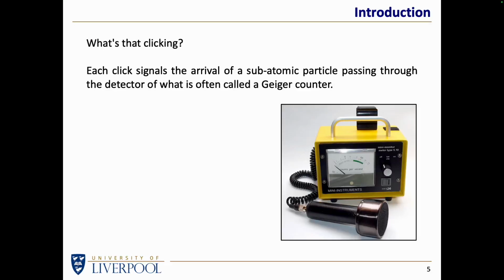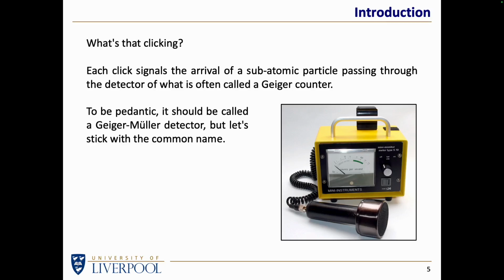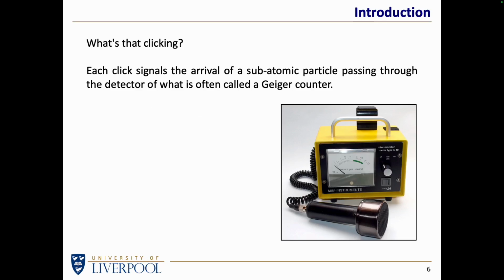Okay, so what is that clicking? So as I've just said, each click signifies a charged particle, a subatomic particle. We're not talking about atoms, we're talking about the constituents of atoms coming through the detector. So as I've said, to be pedantic, we shouldn't really call it that, but we're going to continue calling it a Geiger counter. And the Geiger counter does its job of simply counting what's coming through, the rate at which particles are arriving.